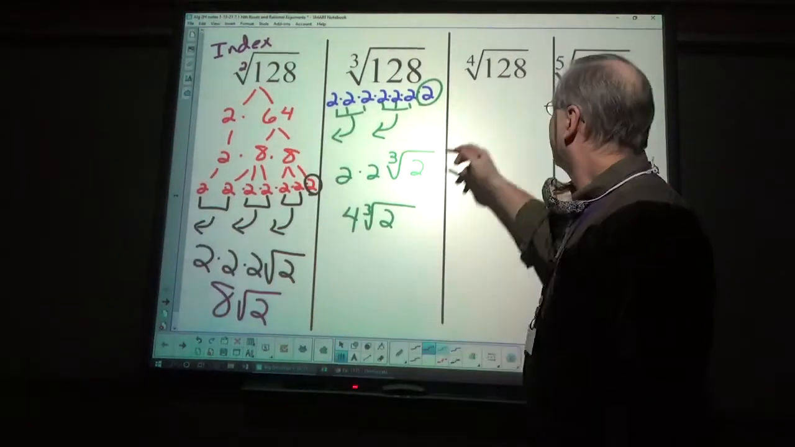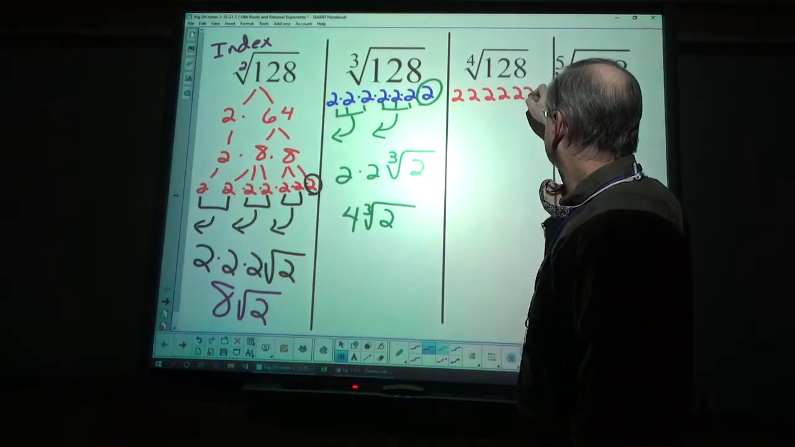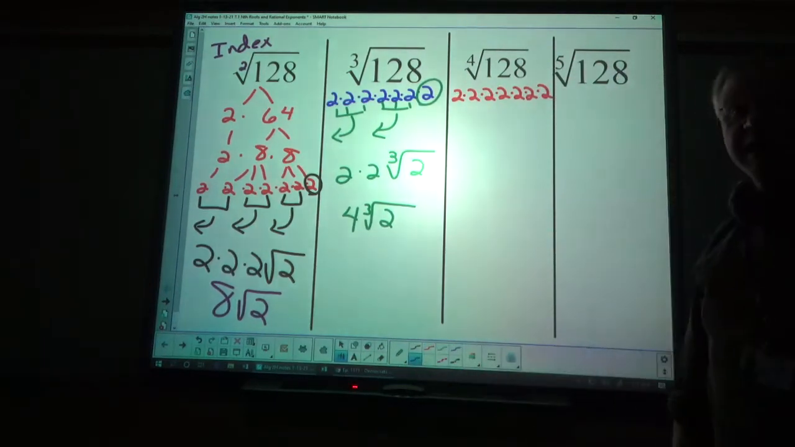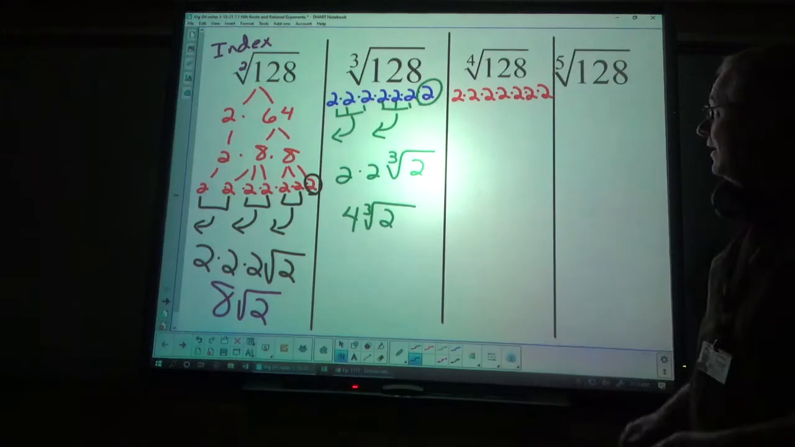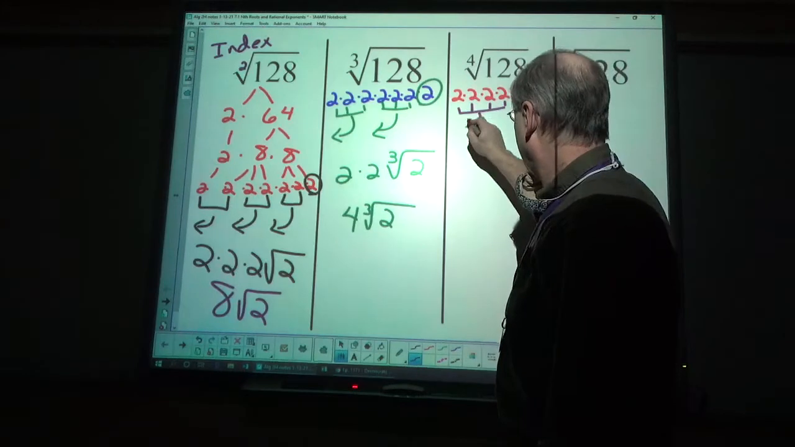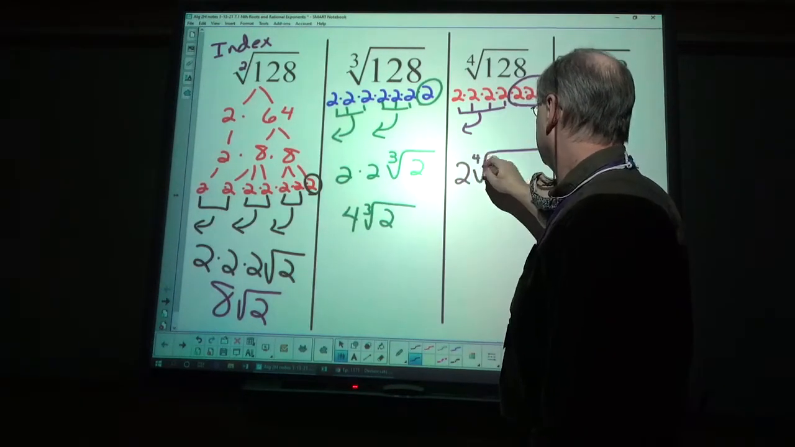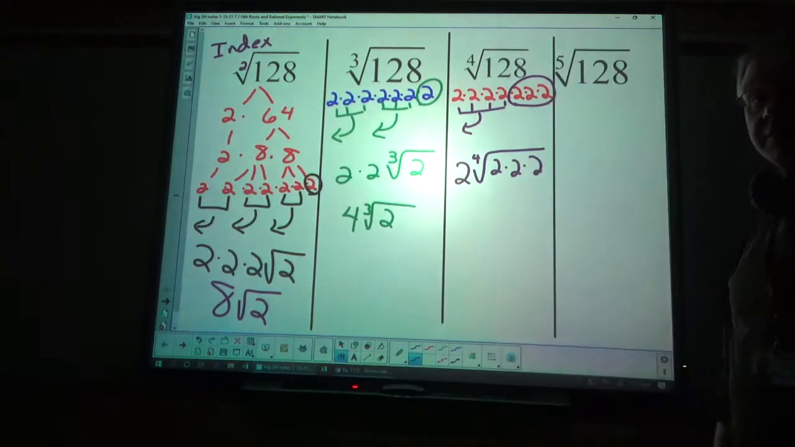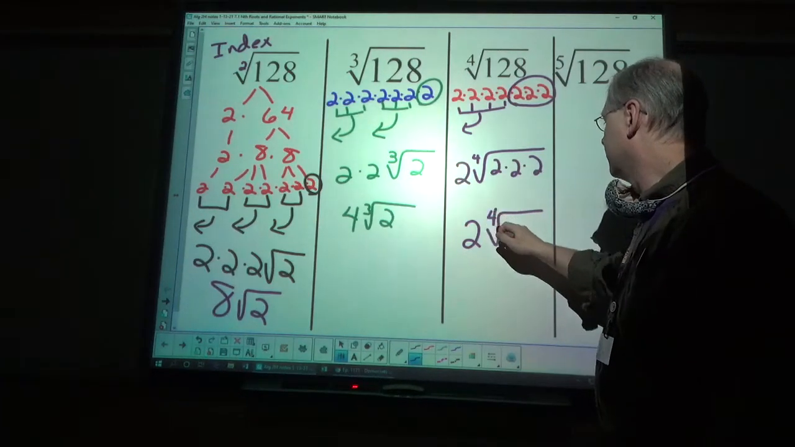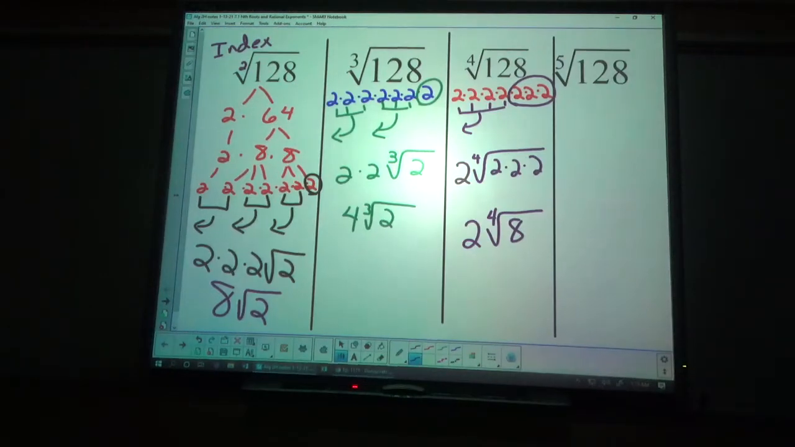Once again, I have 7 2s. And this time I need 4 to pull one out because it's a 4th root. That leaves these 3 left inside. So 2 4th root of 8. And that's how you do that.